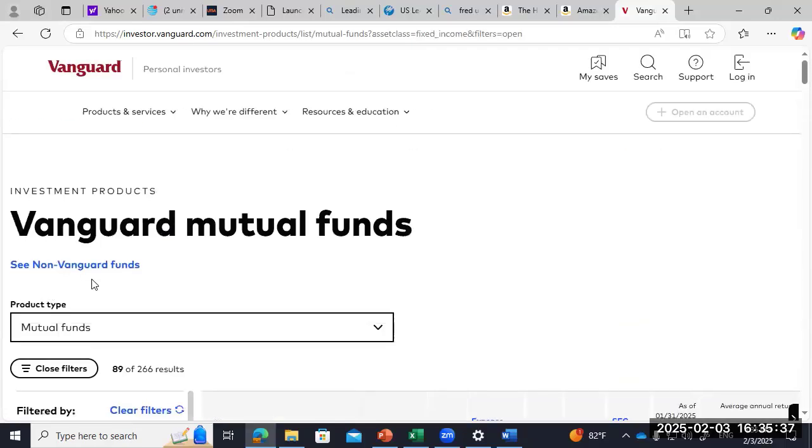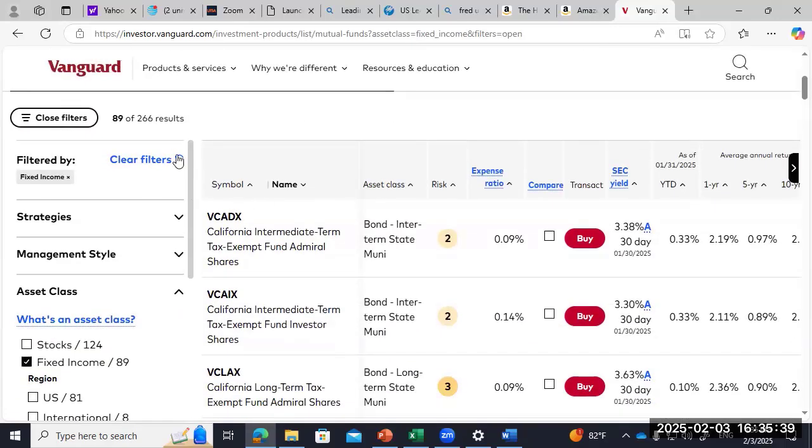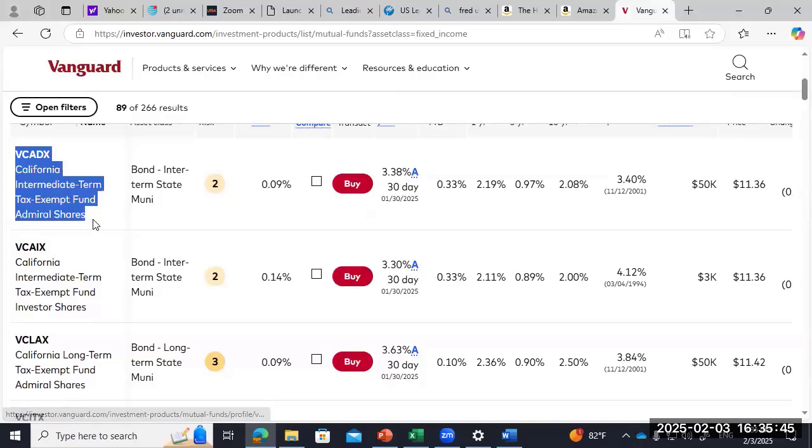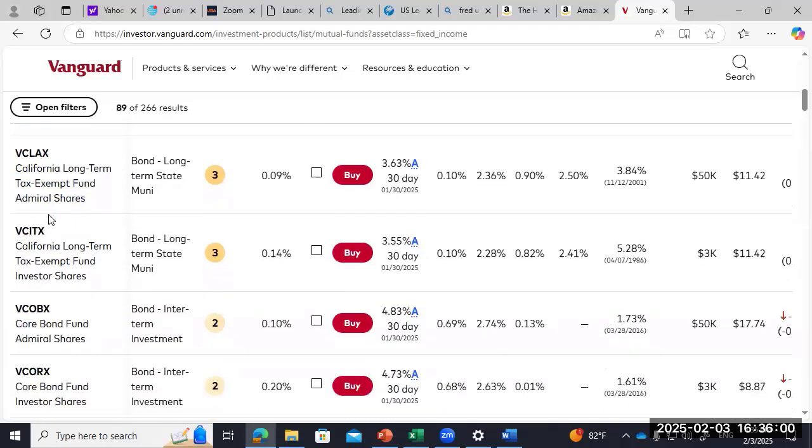So let's just do fixed income. They have 89 fixed income accounts. What category does this fit in? California intermediate term. So that falls under duration. Tax exempt fund, where else does it fall? It's got the D of DC cuts I. What else do you have? Taxes, you got those in there. California long-term tax exempt.